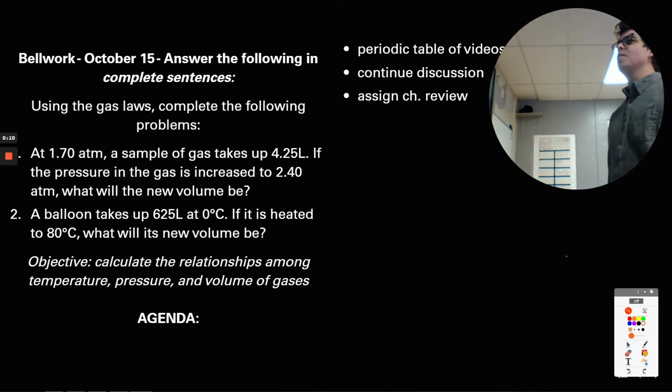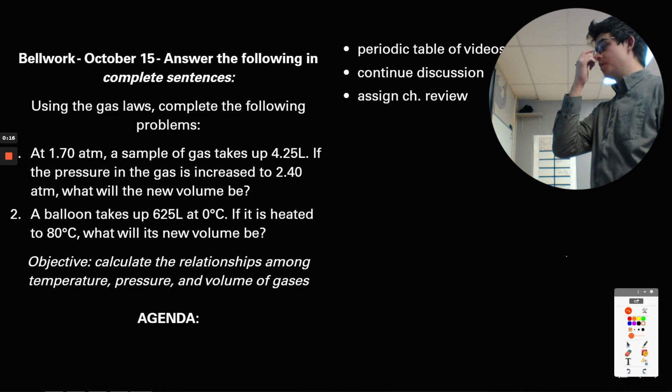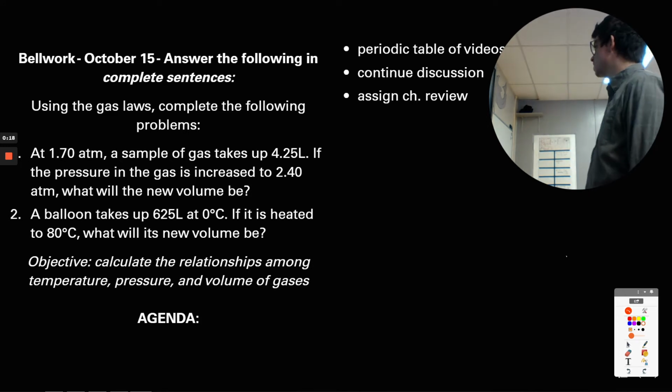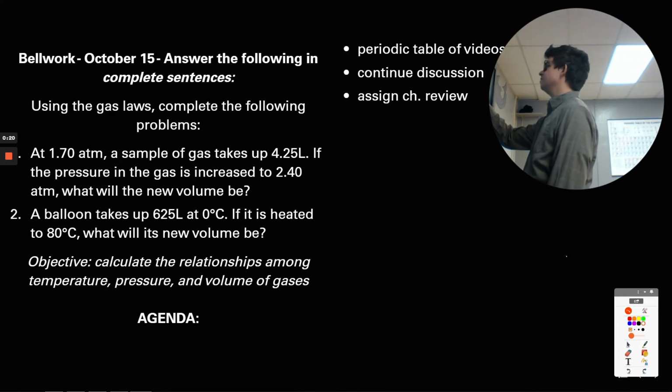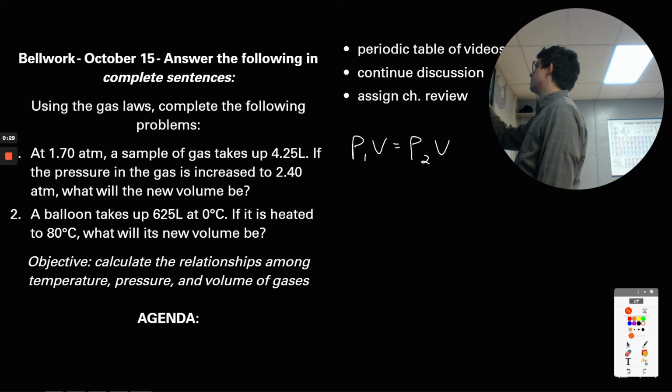Number 1 says, at 1.70 atmospheres, the sample of gas takes up 4.25 liters. If the pressure in the gas is increased to 2.40 atmospheres, what will the new volume be? What should I do first? Well, we're using Boyle's law. Good. So we write down our equation, which is P1 V1 equals P2 V2.